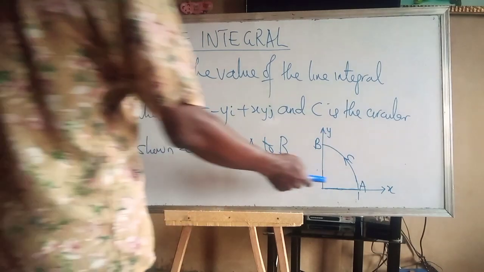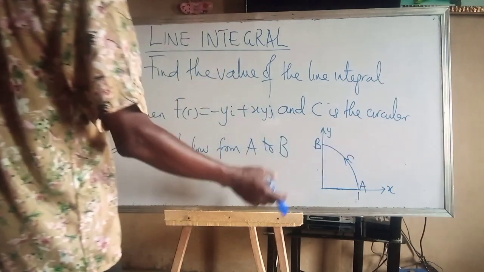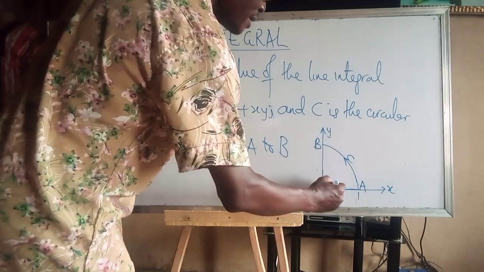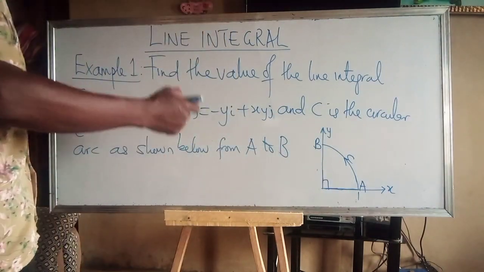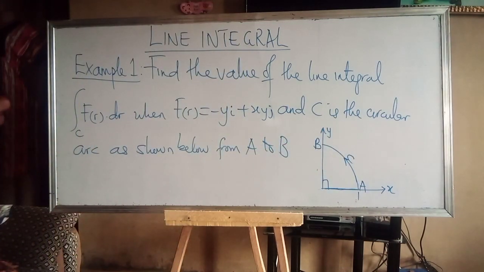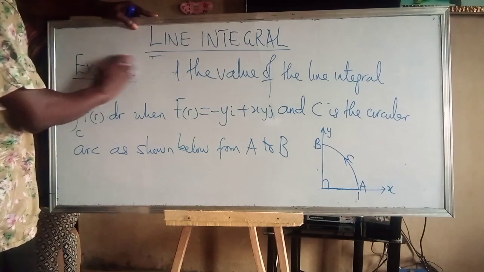It's showing the circular arc, and obviously this is the first quadrant. It's just one of the quadrants, and that means the angle here is 90 degrees. So the arc covers an angle of 90 degrees. So let's look at how this problem could be solved.